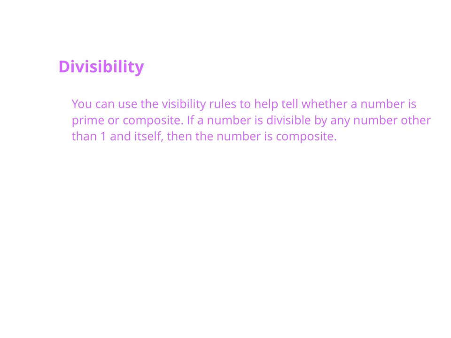Divisibility. You can use divisibility rules to help tell whether a number is prime or composite. If a number is divisible by any number other than 1 and itself, then the number is composite. So let's see what this means. Is 51 prime or composite? Well, let's think about the divisibility rules.